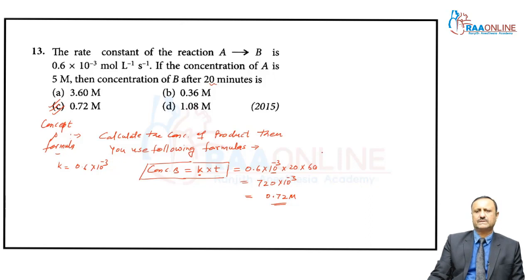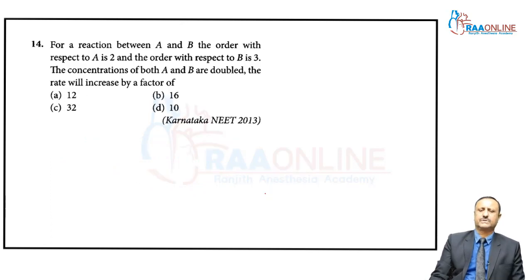This question was also asked in the 2015 NEET exam, and you can remember this formula, my dear students: concentration of B will be K constant into T time, and this is the product. Concentration of B means product. Product concentration is always calculated in this way. Now we can see question number 14.